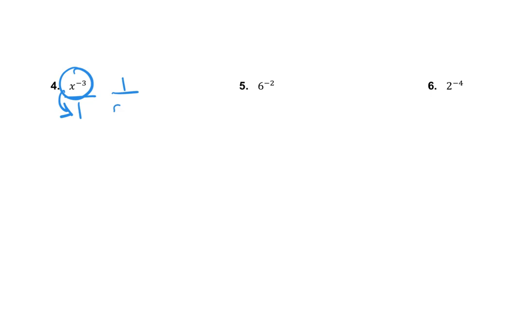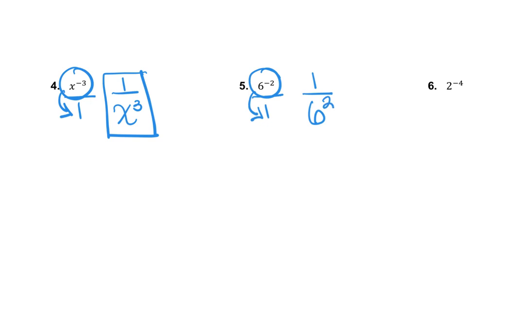But what we have to have at the top here is a 1 on the top and x to the 3rd. So again, we're going to make this positive by bringing it down. So I'm going to have 1 on the top and 6 squared. Now it's okay if I leave it as 1 all over 6 squared, or I could evaluate the exponent and just have 1 all over 36. Either one is just fine.